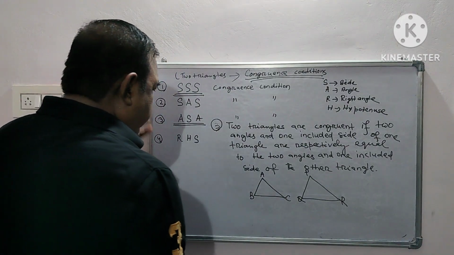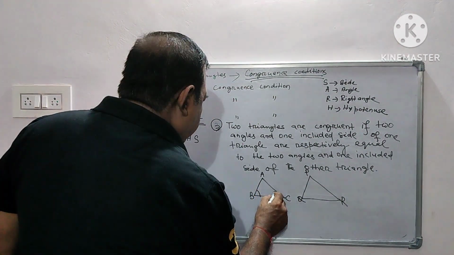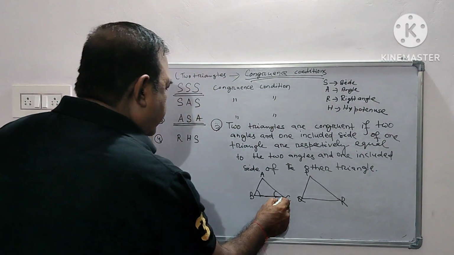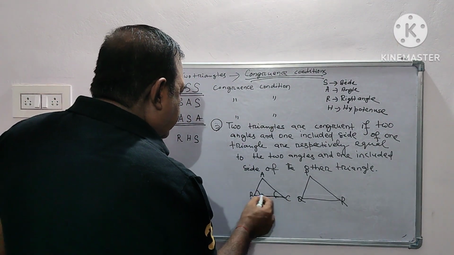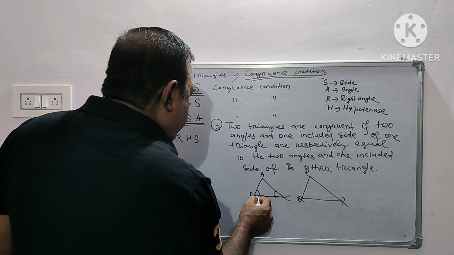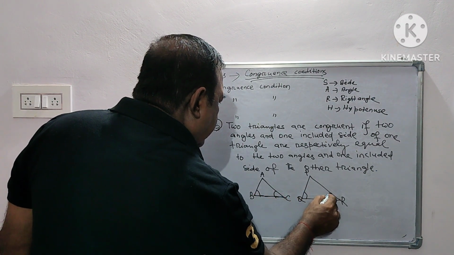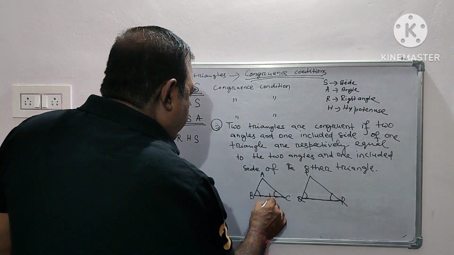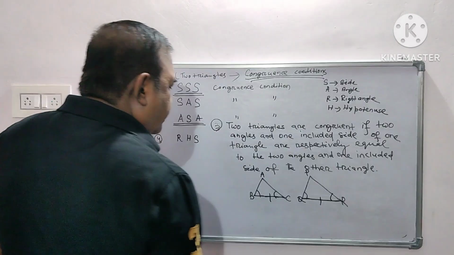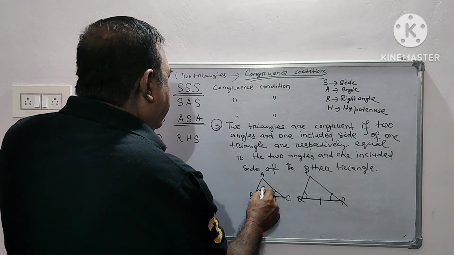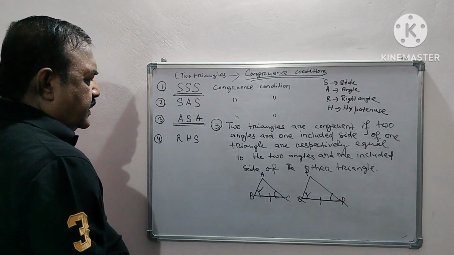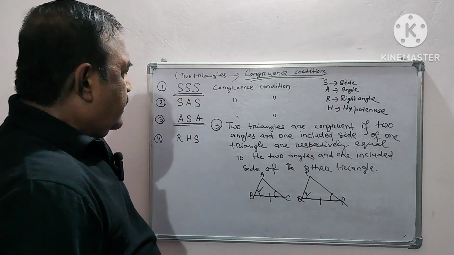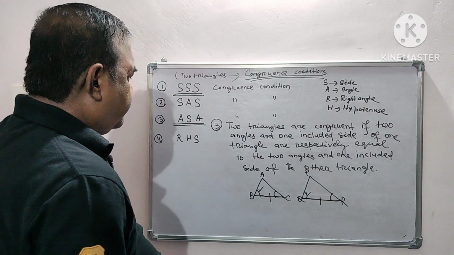So two angles. This is the included side for this triangle. And two angles are angle B and angle C, and this is the included side. Like this, these are the two angles, and this is the included side. So the length of BC is equal to the length of QR. The angle B and angle Q measure equally. Like that, angle C and angle R, they have the equal measure.